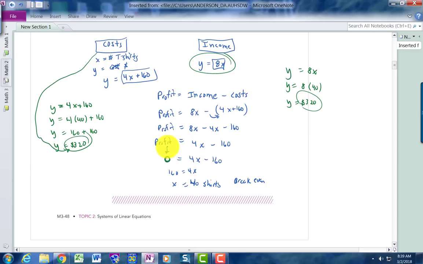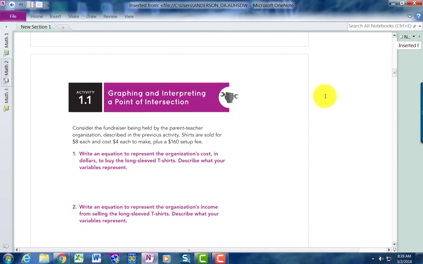Okay, so what would happen after that? What if you did 41 shirts? Well, you can easily see that if you plugged 41 into each equation, your income is now going to be higher than your actual cost. So now you're starting to make a profit. So we would say that 40 is the break-even point. All right, let's move into the next section here.